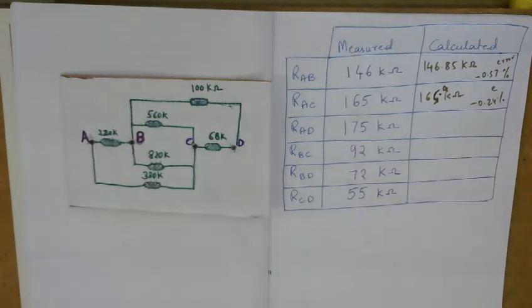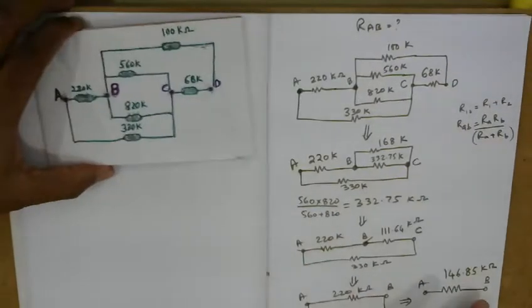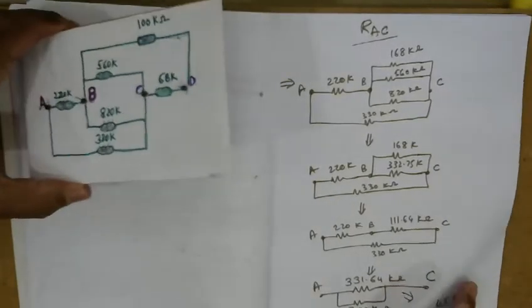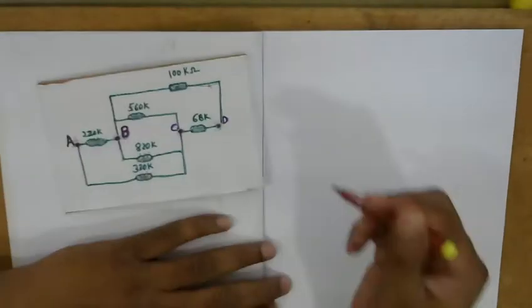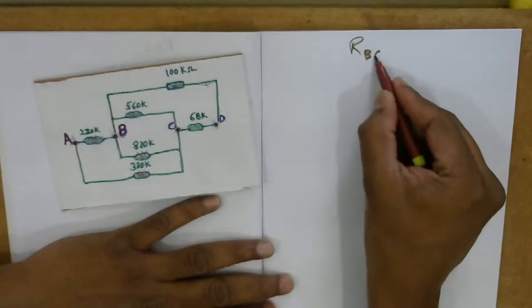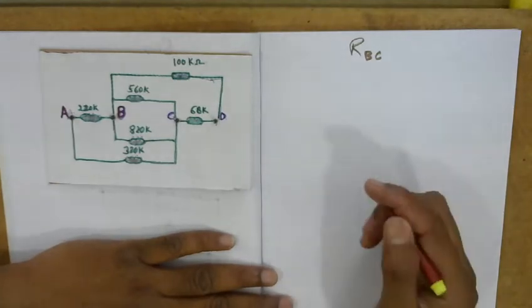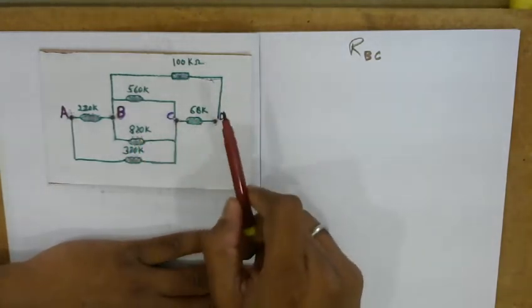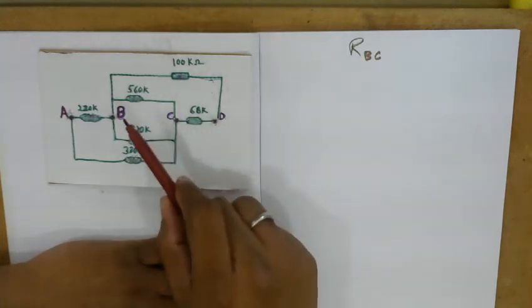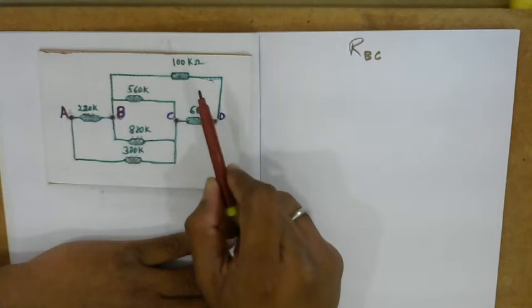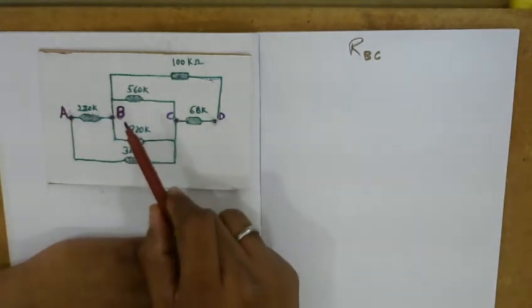So let's calculate it. This was the RAB calculation, this is the RAC calculation. Now let's come to the RBC calculation. Again the objective is to calculate RBC. So what do we do? If you look at the circuit again, 68 and 100 will become series because I am interested in points B and C. So this is one branch which is completely in series. Similarly, I am not interested in A, I am interested in B and C.